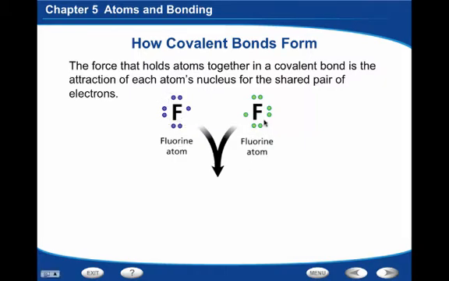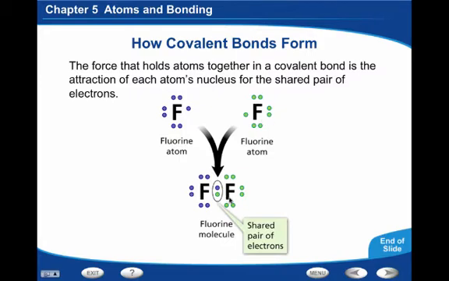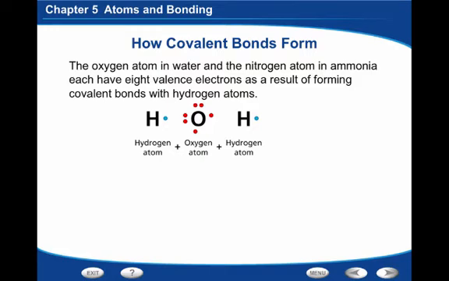It can bond with another fluorine, and when you put them together, then this fluorine thinks it's filled with 8 electrons because of this pair, and then this fluorine is the same way. It's filled, has 8 electrons in its level, so even though it's a shared pair of electrons, they both are stable at 8. One thing that's important to know is that covalent bonds only happen between nonmetals and nonmetals.